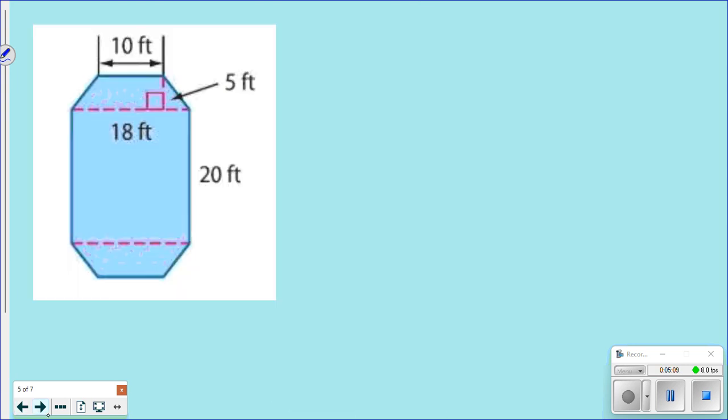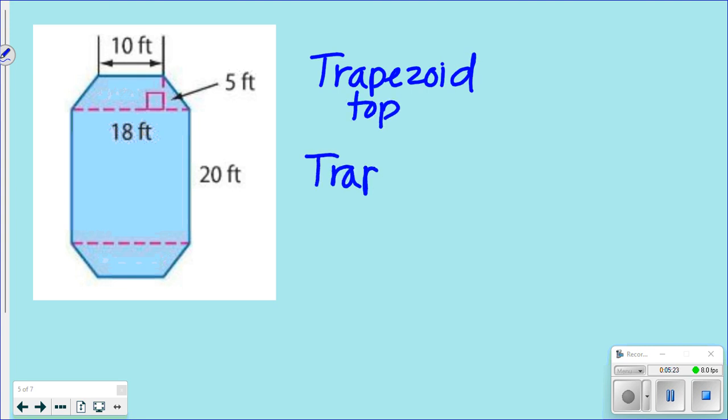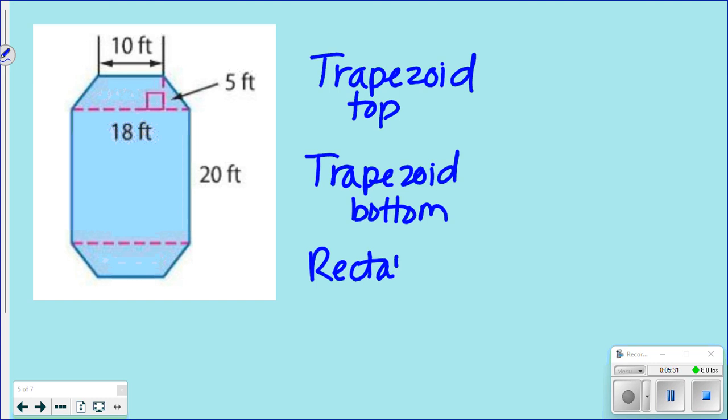All right, so the next figure I have looks like this. And in here, I have a trapezoid on top, a trapezoid on bottom, and it looks like I have a rectangle in there. Okay, so let's talk about the trapezoid on top first. I'm going to talk about this guy right here.